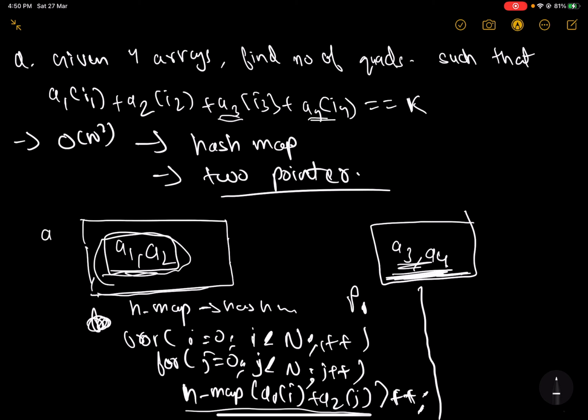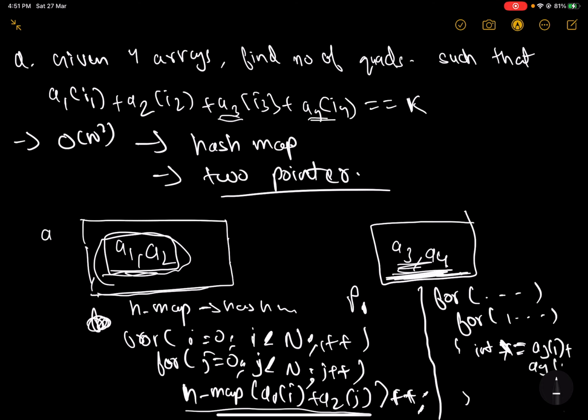Now I'll iterate over a3 and a4 just like I iterated over a1 and a2. All right, so I will do the same thing. Same for loop. Let's just say I have coded that for loop down. Now let's say the current summation x is equal to a3i plus a4j.